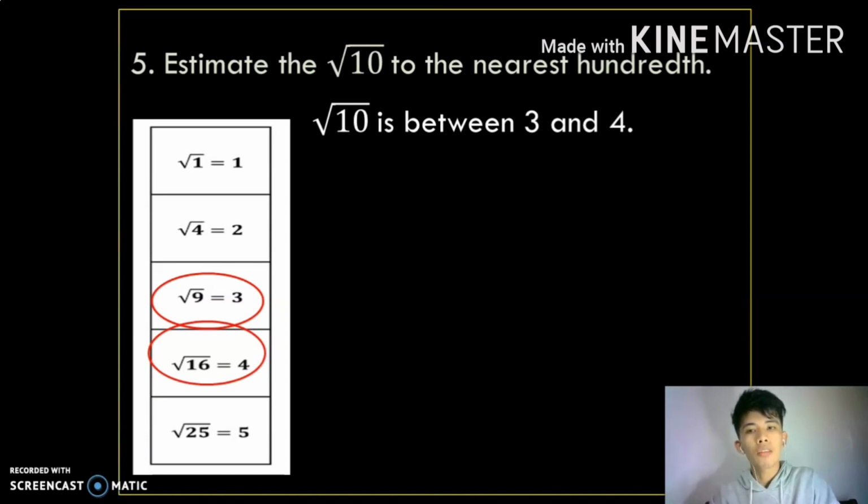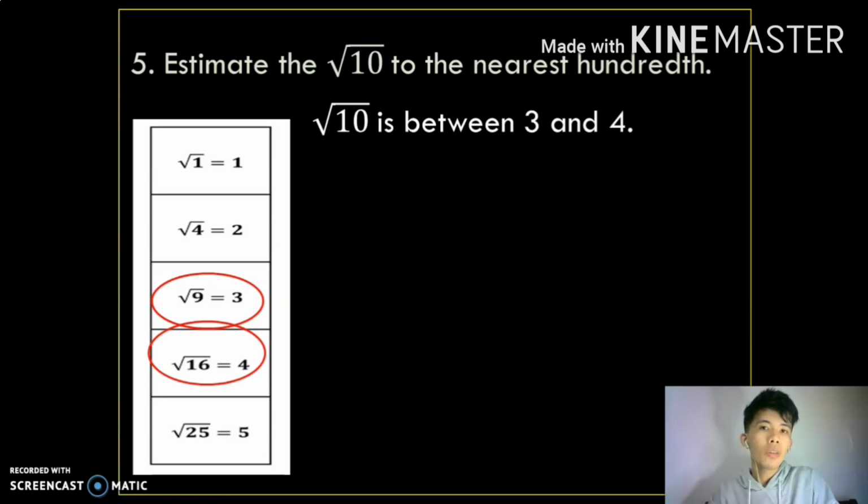Bakit po sa 3 and 4? Kasi square root of 9 is 3. Then, square root of 16 is 4. Bakit doon? Kasi yung square root of 10, doon natin matatagpuan. Square root of 9, sunod yung square root of 10. Tama? Then, square root of 11 up to square root of 16. So, square root of 10 is between 3 and 4.